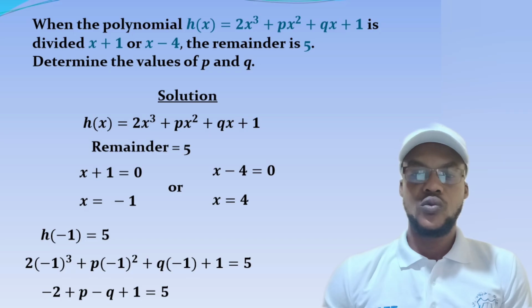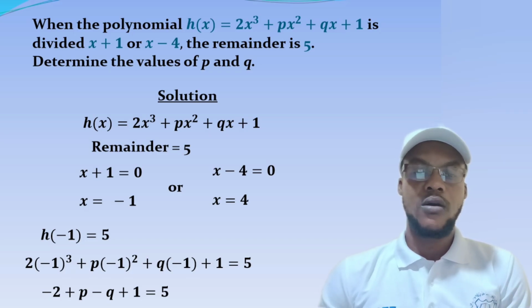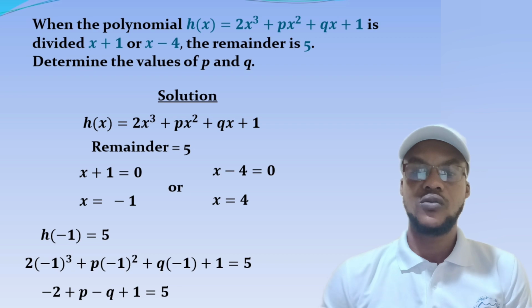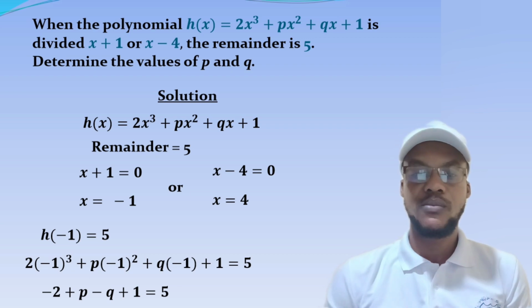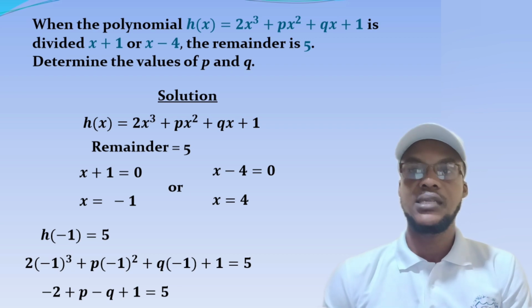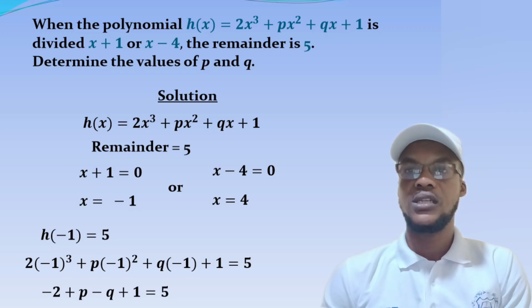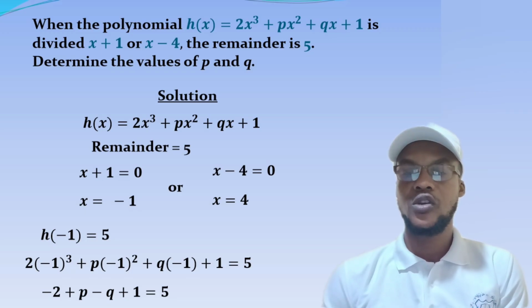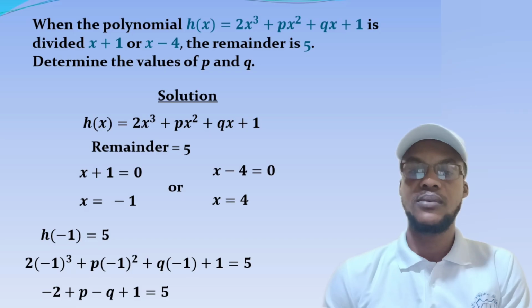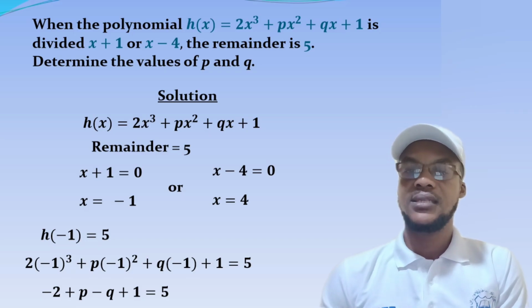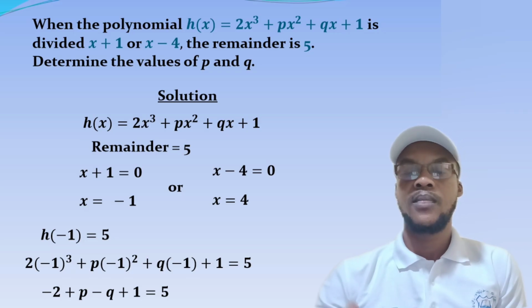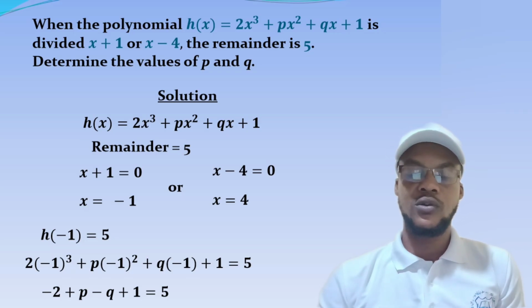Now when you do it this way, if you take the cube of -1, you are still going to get -1, and when you multiply by 2, you get -2. And when you take the square of -1, you are going to get +1. So when you multiply by p, you get p minus q plus 1, and that gives 5.